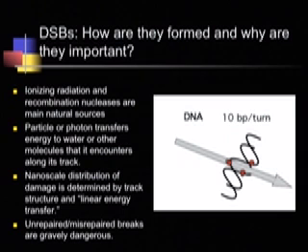So first, in brief, an introduction to DNA double-strand breaks. How are they formed? Why are they important? Why did they inspire us to work on these machines? Well, ionizing radiation and recombination nucleases are the natural sources of DNA double-strand breaks.